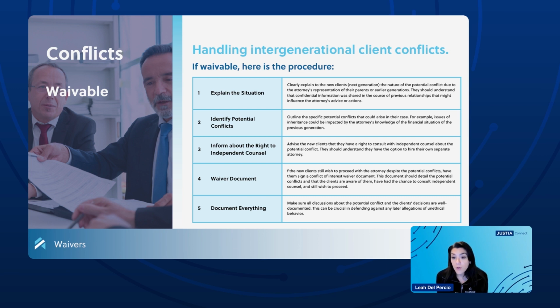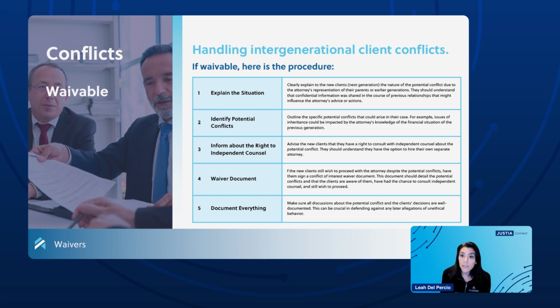Identify potential conflicts. I mean, easier said than done, but start to think about these things. Think about that prior representation. Think about what you've learned there and how it might color your judgment. That's going to help you really think through, as you're representing that new client when you do waive it, how to keep that kind of in check. It's always better to be aware of these things going into a situation than just turning a blind eye to them and thinking, oh, this doesn't apply to me. This is easy and straightforward.